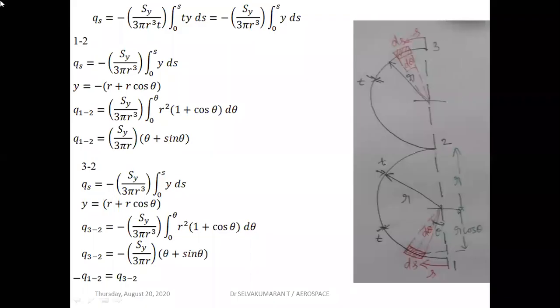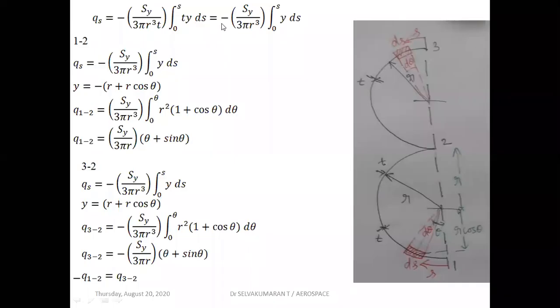Let us start from the bottom. In the section 1 to 2, we are taking a small element ds at a distance s from point 1. Why am I starting from point 1? At point 1 the shear flow is 0. You can start from 3 also, it is your wish. So for section 1 to 2, the shear flow expression q1-2 is equal to this formula.